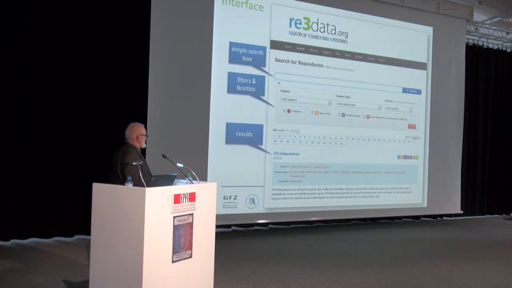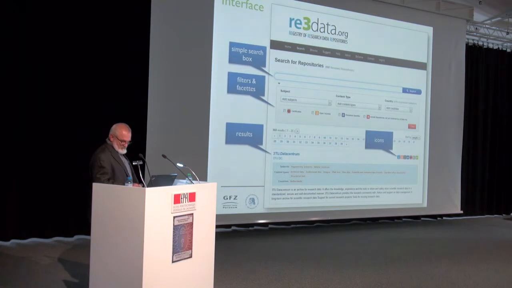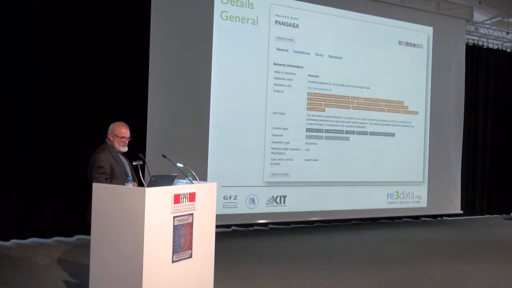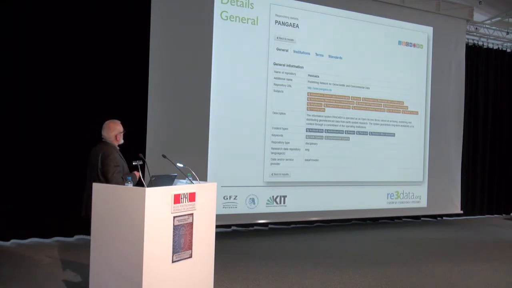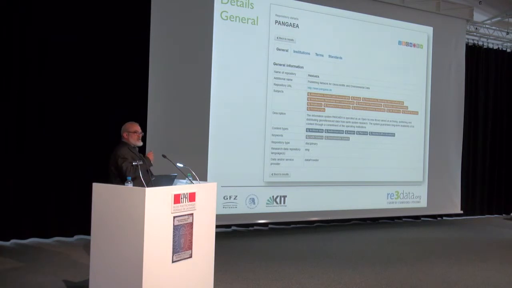You will see some repositories which have only a smaller amount of icons here. So here are the icons, of course. A glimpse of our results following our schema. You see here this general information. You see here also these colored words, in colored boxes. These are items coming out of controlled vocabularies.